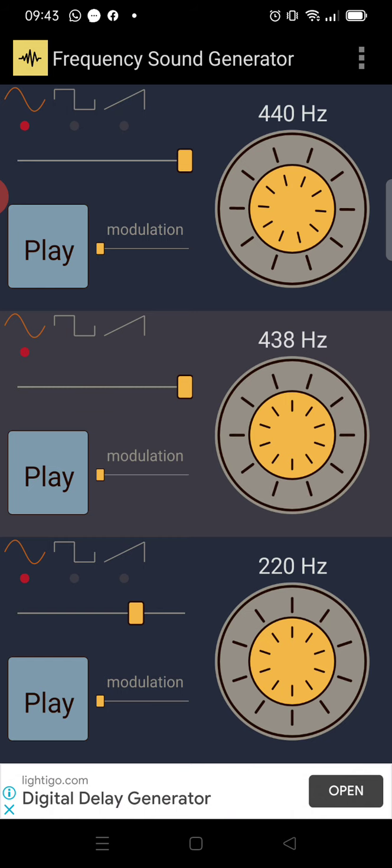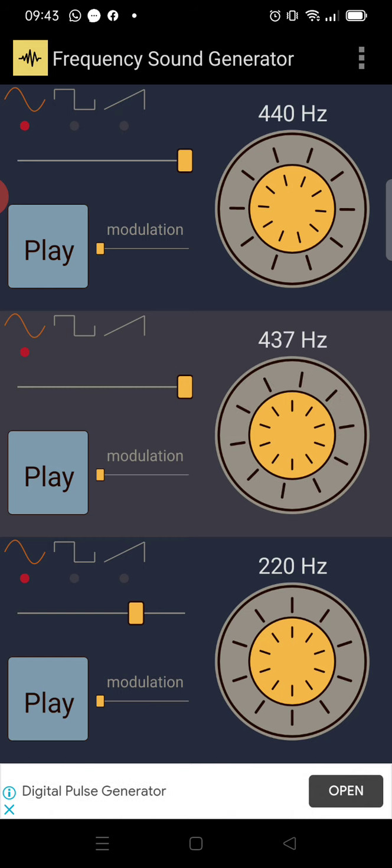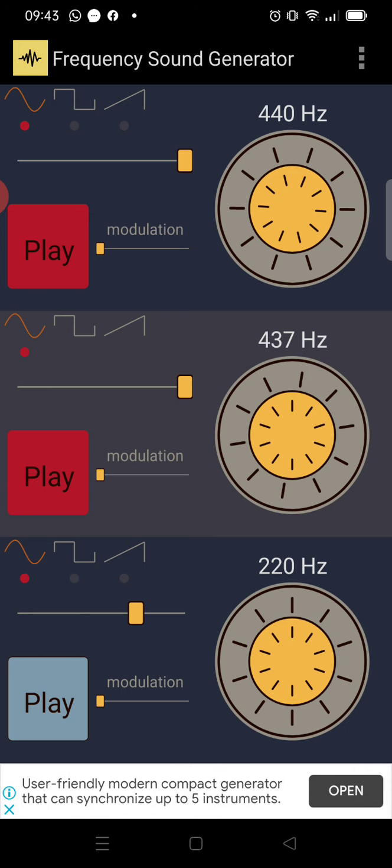Similarly, as we continue to increase the frequency difference, so 440 to 437, the number of beats also increases. The difference is 3 this time, so there will be 3 beats per second. It will be like 1 2 3, 1 2 3, 1 2 3. Let's hear that. 1 2 3 1 2 3 1 2 3.